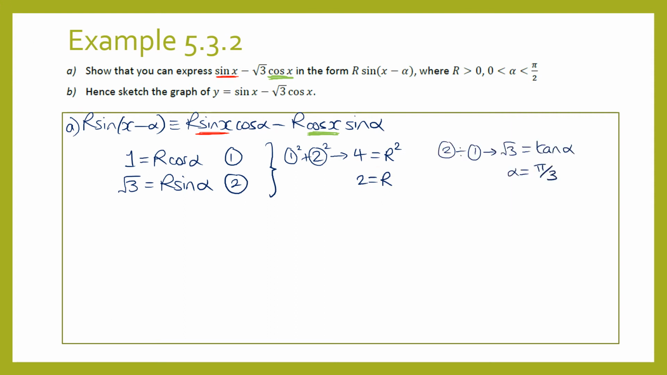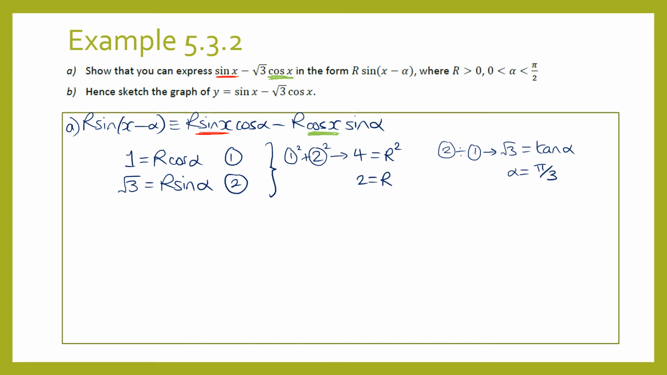There we go, I've divided the equations such that I get tan alpha. So I look for the one that has sine in, which won't always be labelled as equation number 2, it just so happened to be equation number 2 again in this example. So I did the sine equation divided by the cosine equation, the r's cancel, leaves me with tan alpha, and then inverse tan of root 3, remembering we're in radians, is exactly pi over 3.